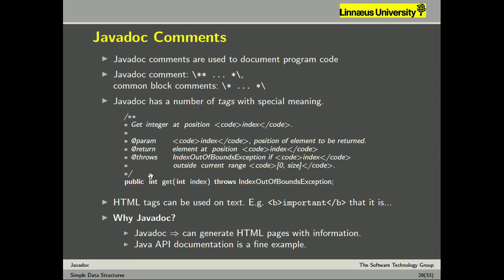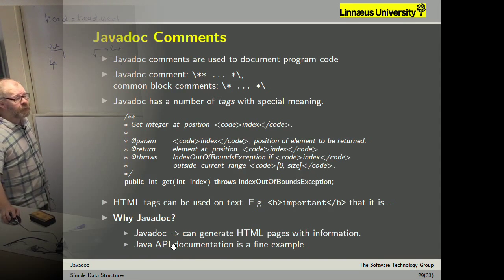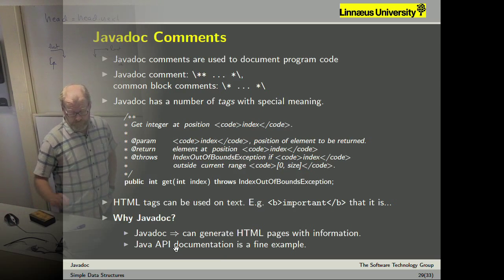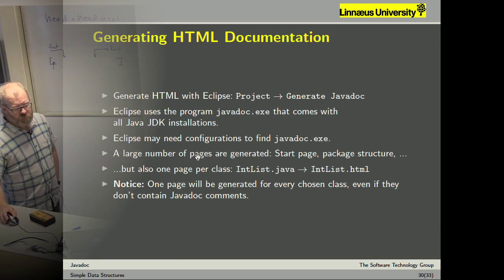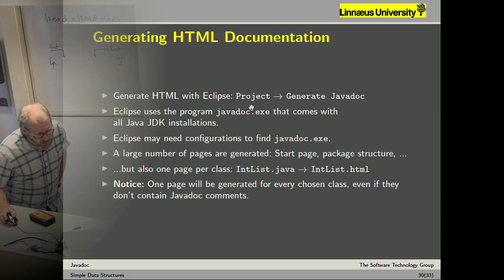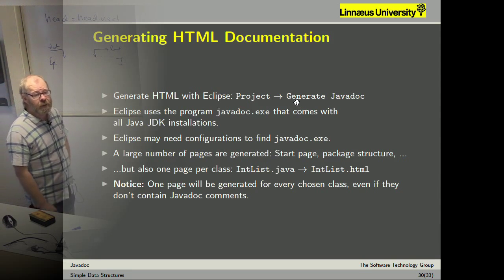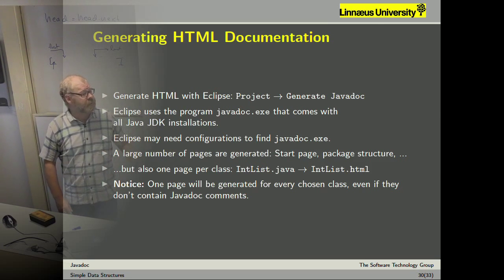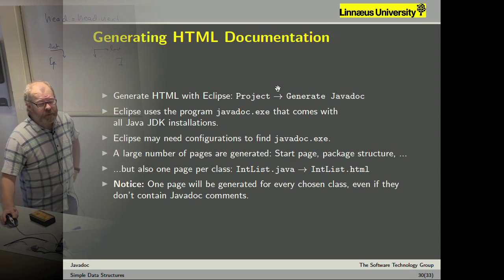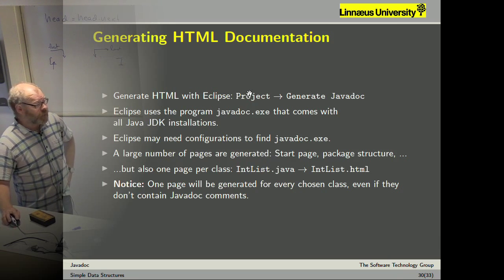So JavaDoc can generate HTML pages for information, and the Java library documentation is a nice example of this. All you have to do in Eclipse is go to Project, press Generate JavaDoc, and then point out which classes you're interested in. It also generates a lot of other information about the package structure, and in general it generates too many pages, I would say, but at least those that you're interested in are generated and they look nice.